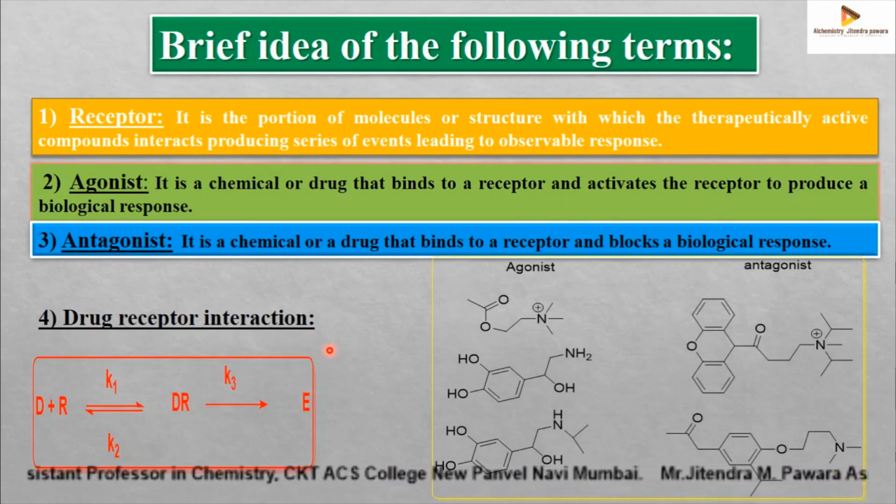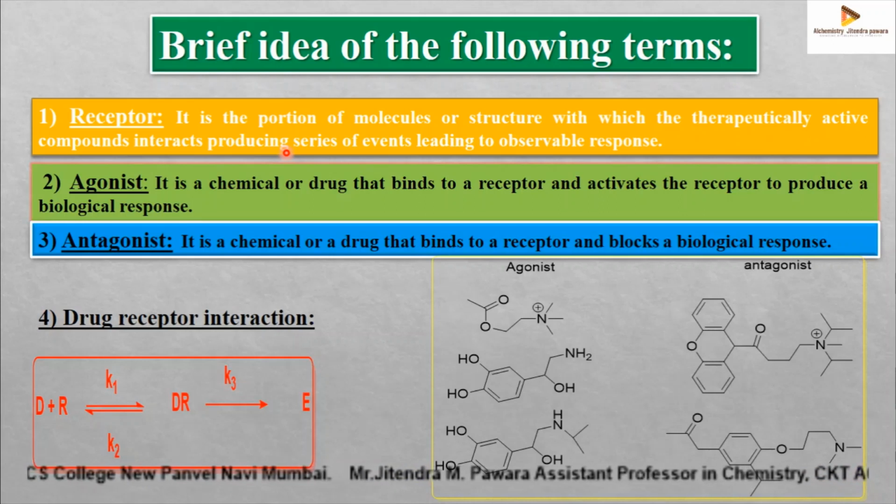So the first term is receptor. This receptor is a portion of molecule or a structure with which the therapeutically active compounds interact, producing a series of events leading to an observable response. So receptor means it is a portion of molecule or a structure that can interact with the therapeutically active compound leading to an observable response.